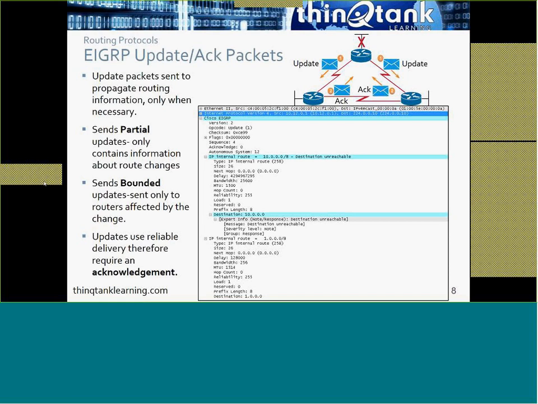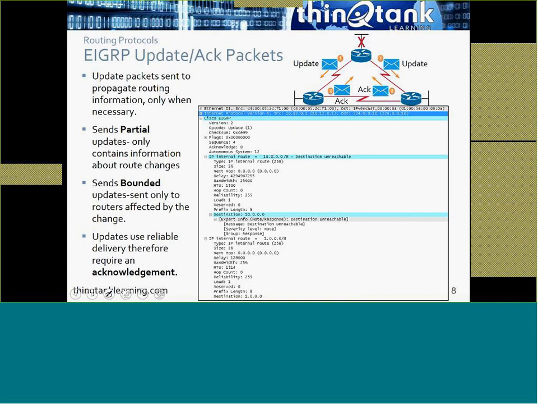These are bounded updates, meaning that they only need to go to the neighbors that need to see the information, and updates are acknowledged. So they're going to have a sequence number, they're going to have an acknowledgement number, and so on. In fact, we see that here in the Wireshark capture. Here is the header, again, and here is the actual update payload, if you will. In this particular case, the update that's being sent is based on a network that went down.